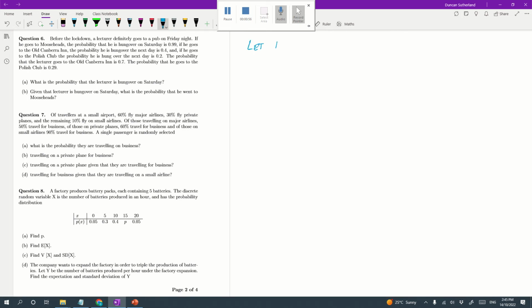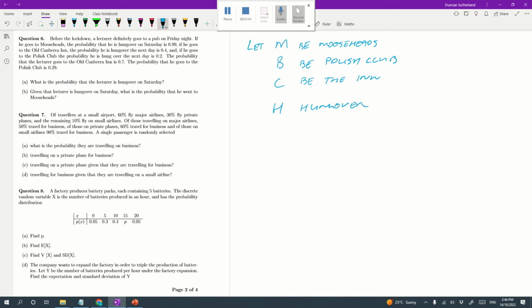Let M be Moose. Don't want to use P, so B is Polish Club. And C be Old Canberra Inn. H for hungover.